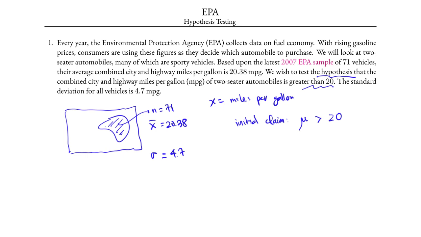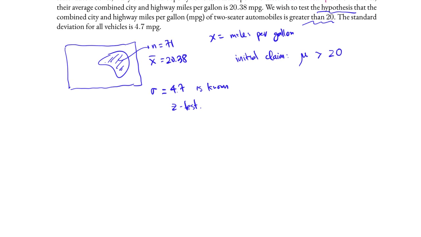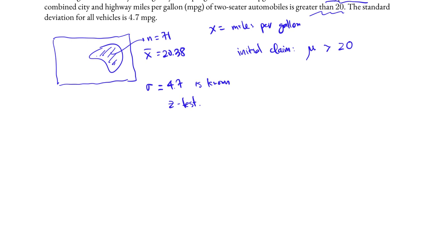Now, since sigma is known, sigma is given, the standard deviation of the population is given, we will use the z-test. The first step of the hypothesis test is to state the null and the alternative hypothesis. So this is the hypothesis step.